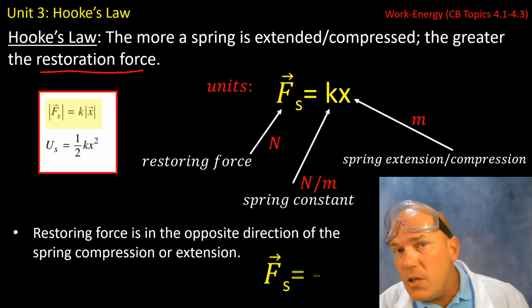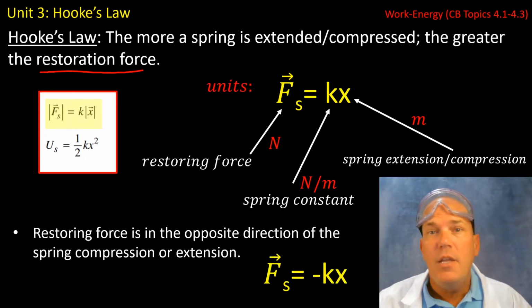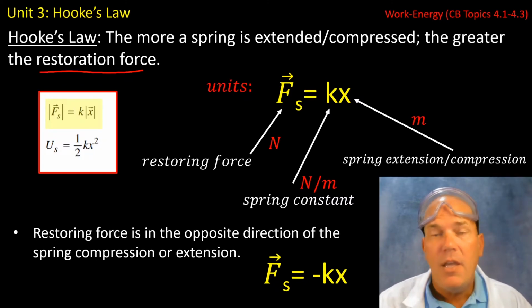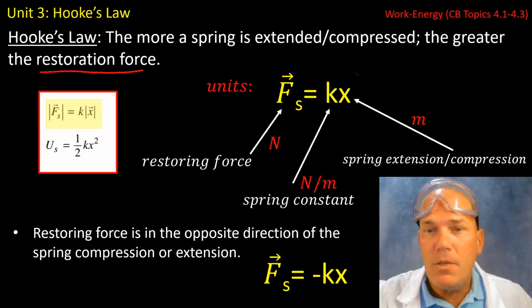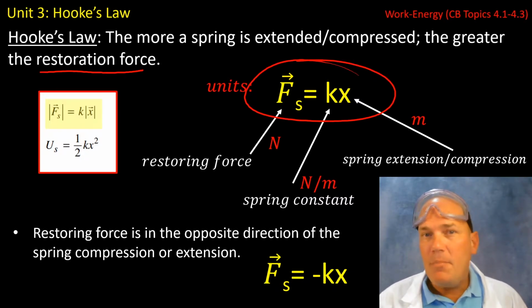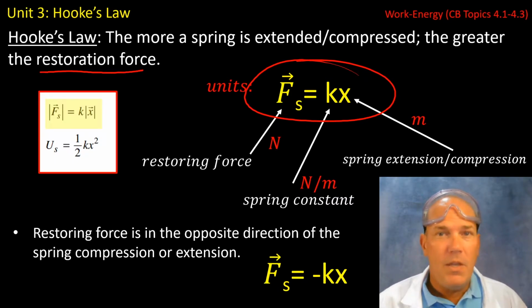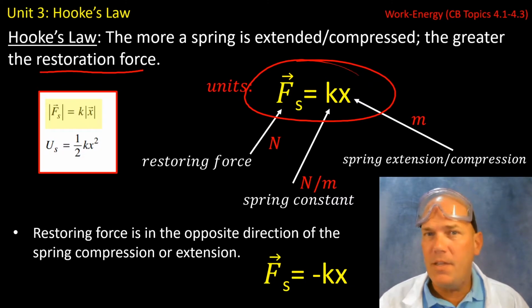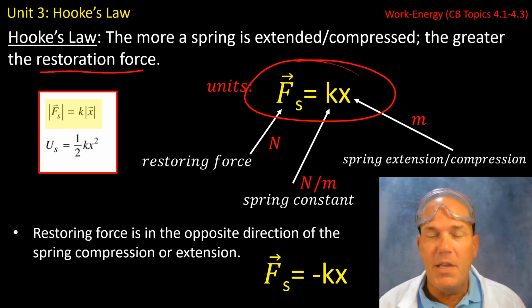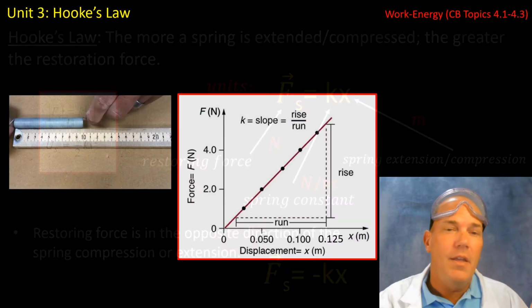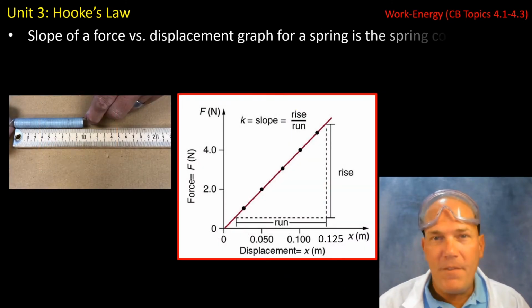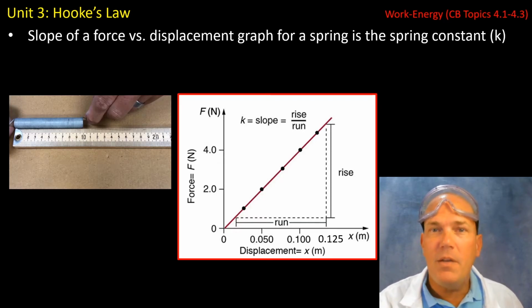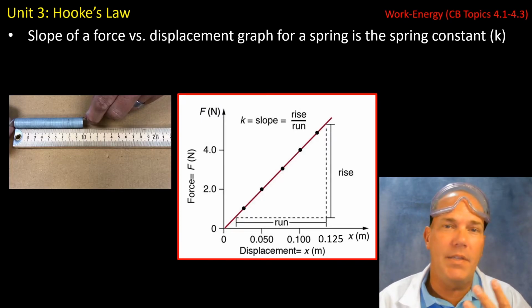Many times you'll see Hooke's law written with a negative sign before the kx. Well, most of the time, I'm simply going to write it like this because I'm teaching you now that the spring force or elastic force is a restoring force. And that restoring force will be in the opposite direction of the displacement of the material anyways. So you just need to keep that in mind. Now, if we look at this graphically, it turns out that the slope of a force versus displacement graph for a spring is actually the spring constant k.